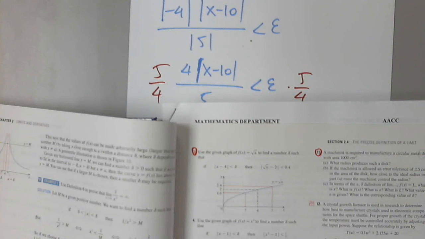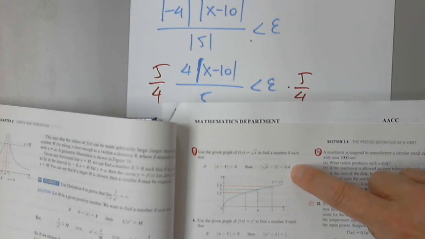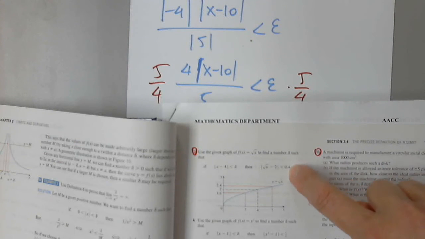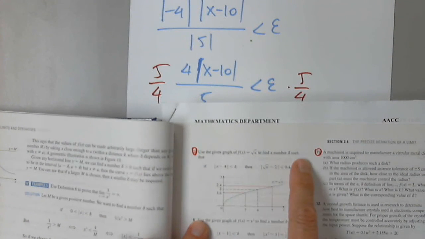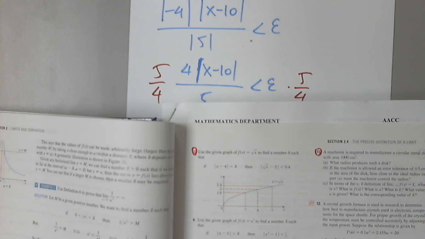What epsilon is given here? 0.4 indeed. Very good. The distance is 0.4. Obviously, epsilon is 0.4. Perfect. So that's what it is right here, epsilon, 0.4. It says use the given graph to find the number delta such that. So let's do that.